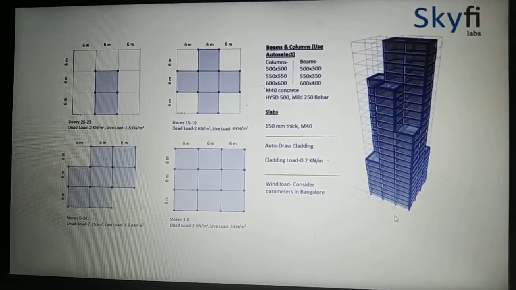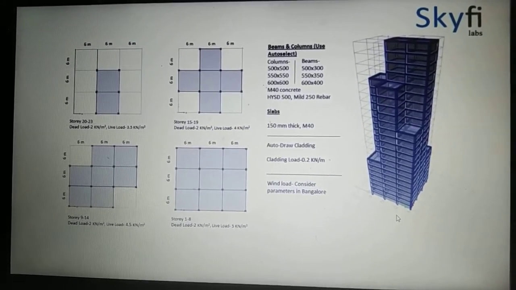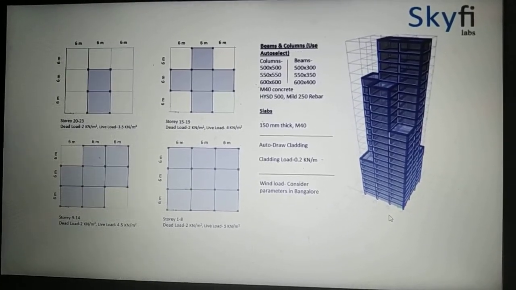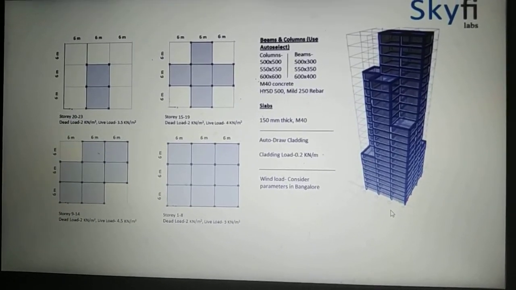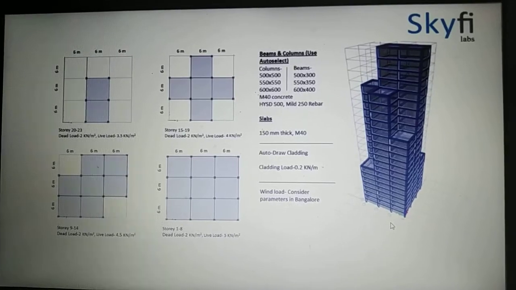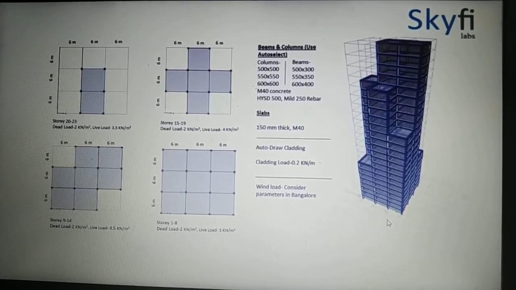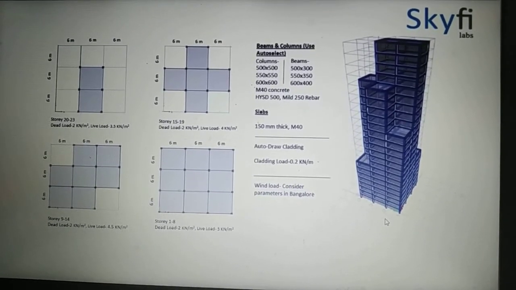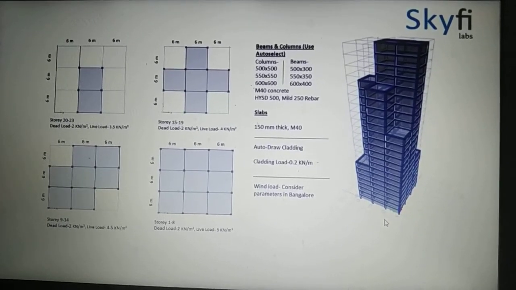Here is the building design which I have done, which is a 23 storey building. Stories 1 to 8 have a live load of 5 kilonewton per meter square, stories 9 to 14 have a live load of 4.5 kilonewton per meter square, stories 15 to 19 have a live load of 4 kilonewton per meter square, and stories 20 to 23 have a live load of 3.5 kilonewton per meter square. The dead load is similar for all, 2 kilonewton per meter square.